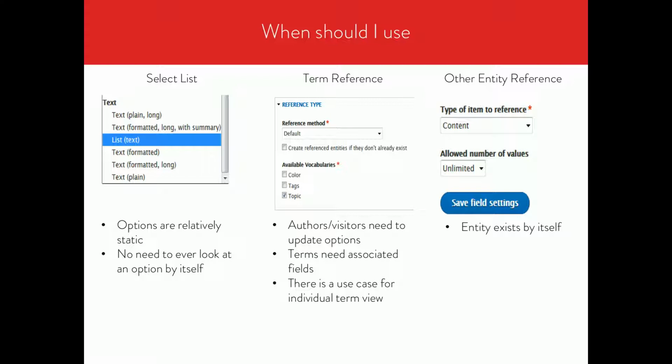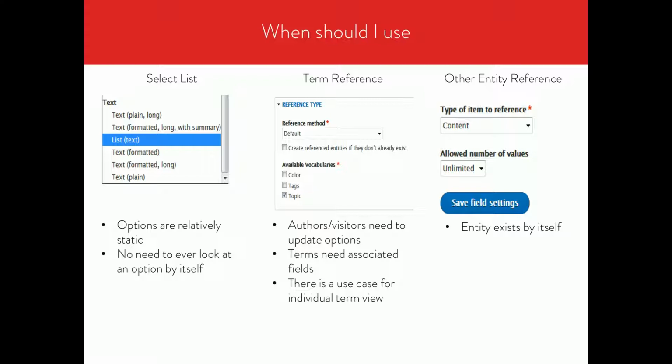Should I make it a term reference, or should I make it some other kind of entity reference? The general heuristic I follow: make it a select list if the options are relatively static and it's okay to wait until you have a release or a maintenance window or whatever your particular software development lifecycle is before you change it. And there's no need to ever look at an item by itself. So if color were an example here, you're never going to look at red.